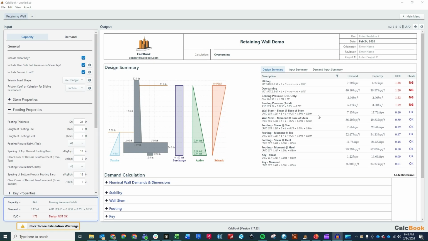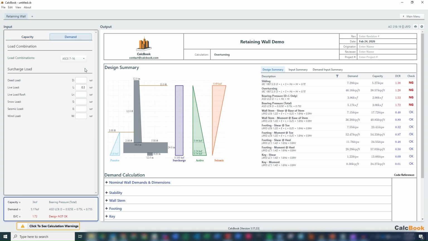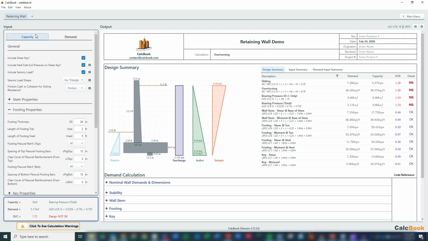All right, we've got CalcBook open now. So we've already got all of our parameters inputted here for this retaining wall. So we have our demand already set at a live load surcharge of 300 PSF. And then our capacity, we didn't necessarily say we need to use the shear key, but we're going to include it. And then we also have an option here for including the heel side soil pressure on the shear key.